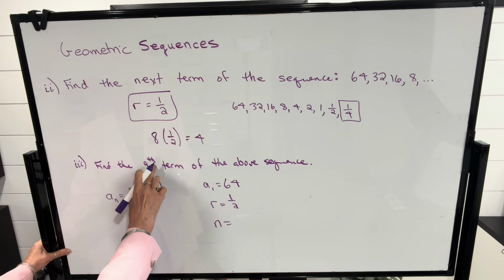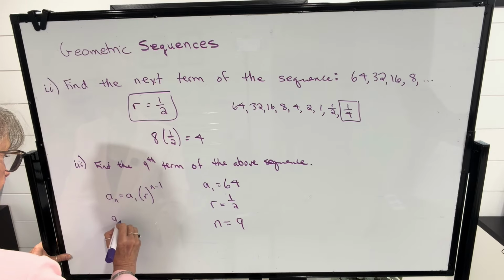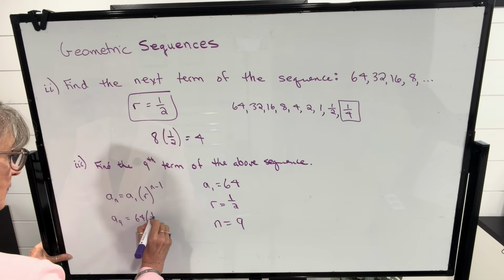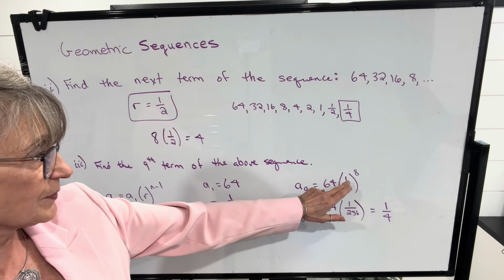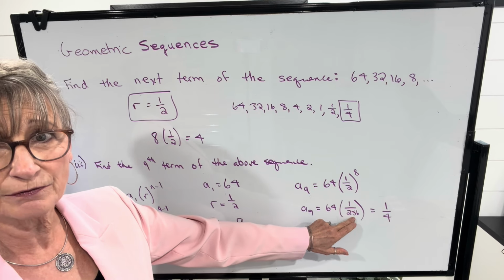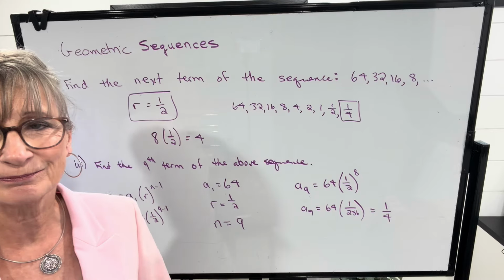And if we're finding the nth term, n will be 9. So the 9th term will be the first term of 64 times 1/2 to the 9 minus 1. So 64 times 1/2 to the 8th power, I kept that in fraction form. That's equal to 1 over 256. Multiply by 64, my answer is 1/4.